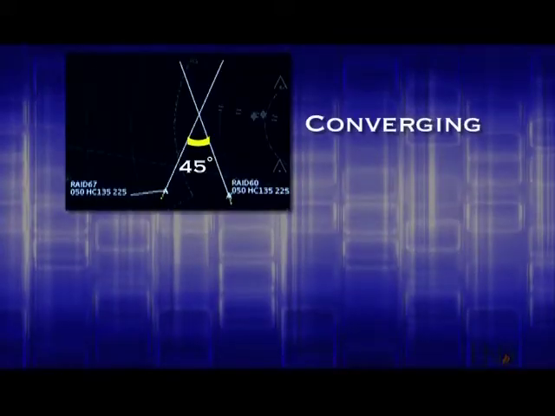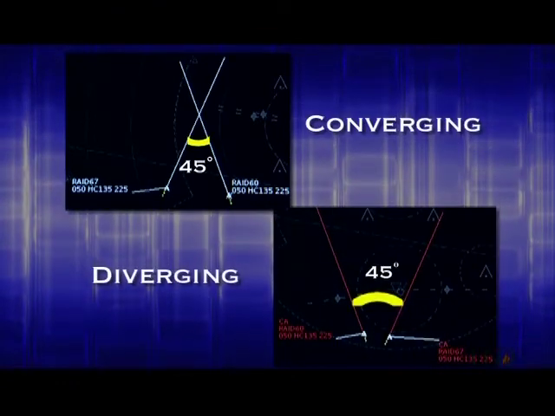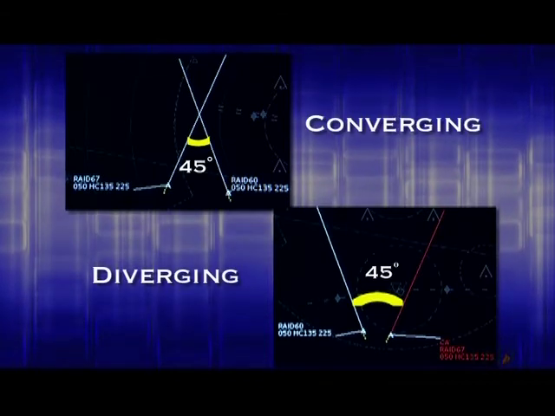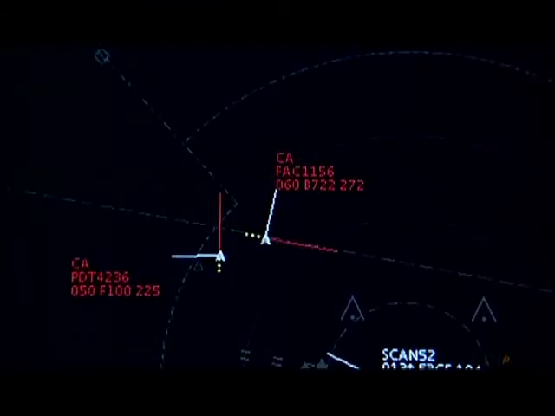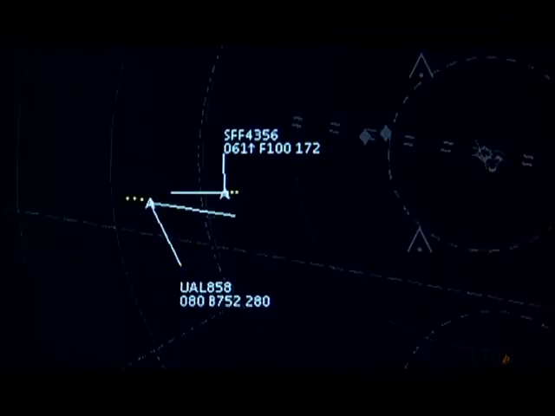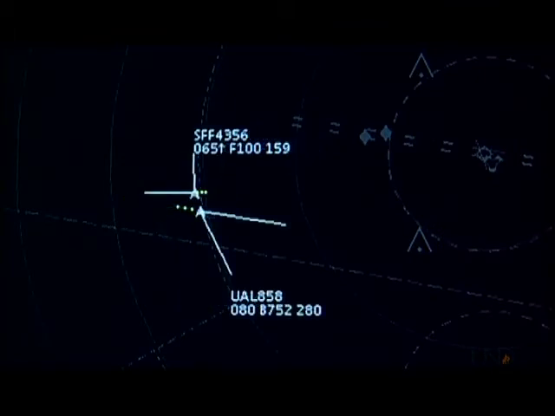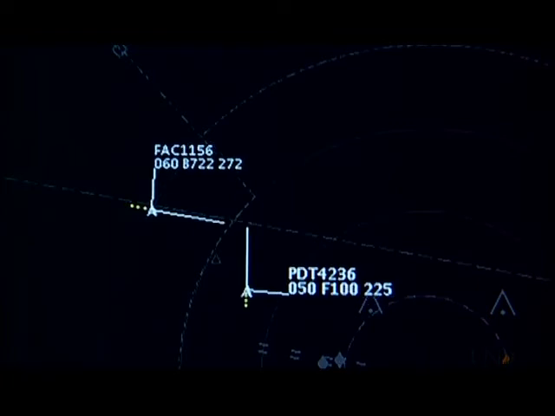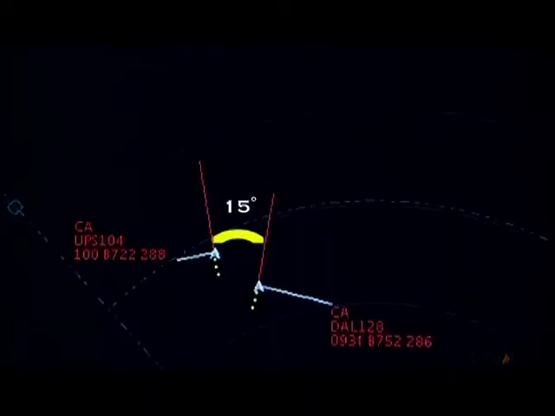These aircraft are converging, and these are diverging. These aircraft are diverging because they have passed each other. These are converging. And now they are diverging. These aircraft are converging. And these are diverging.